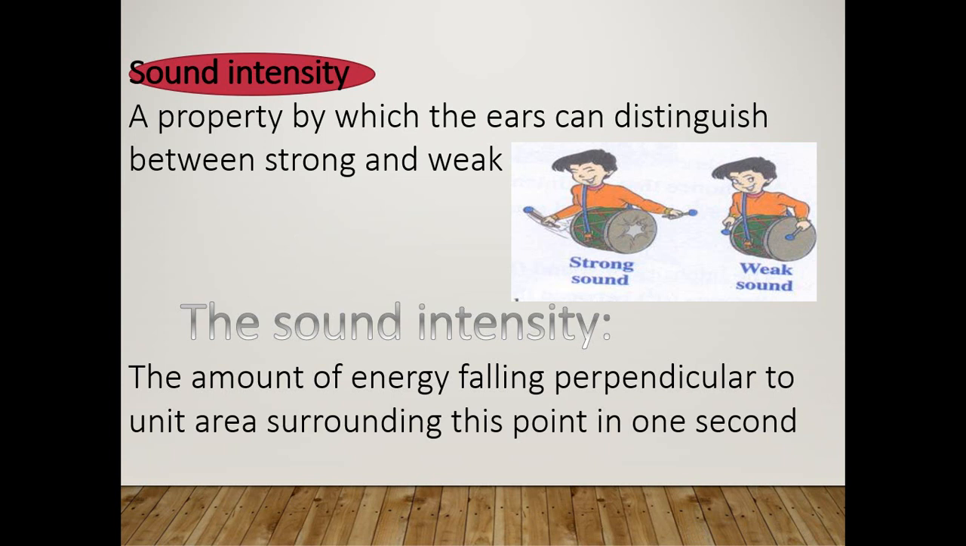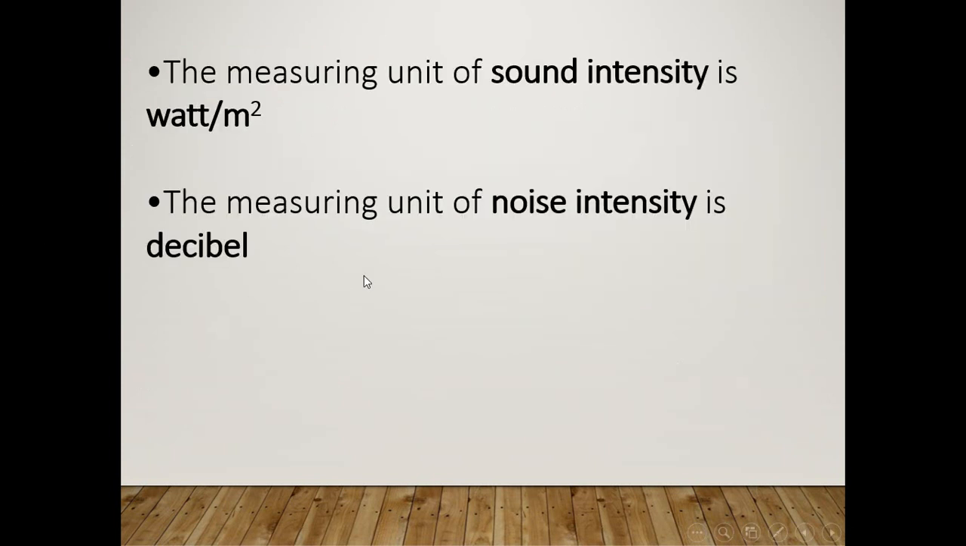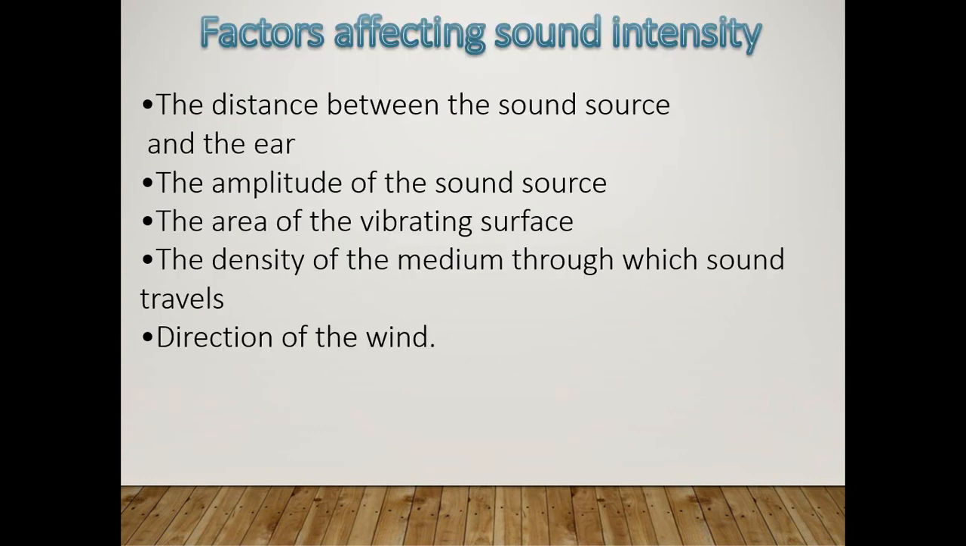Let's continue. The measuring unit of the sound intensity is watts per meter square, and the measuring unit of the noise intensity is the decibel. The factors affecting the sound intensity are the distance between the sound source and the ear, the amplitude of the sound source, the area of the vibrating surface, the density of the medium through which the sound travels, and the direction of the wind.